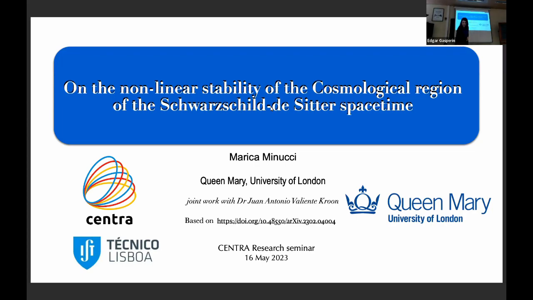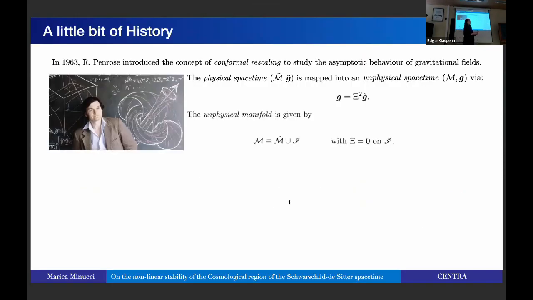But before diving into this subject, I would like to give a little bit of history of conformal methods in general relativity. The use of conformal methods in general relativity goes back to a seminal idea of Penrose: studying the large-scale behavior of gravitational fields by using an operation of conformal rescaling. In this idea, the physical spacetime, which you can think of as the solution to the asymptotic equation, is conformally mapped into an unphysical spacetime via the relation of conformal rescaling.